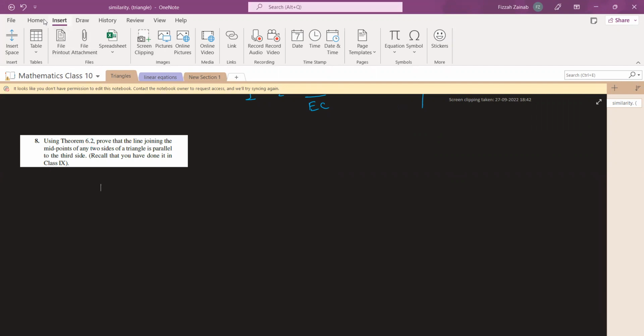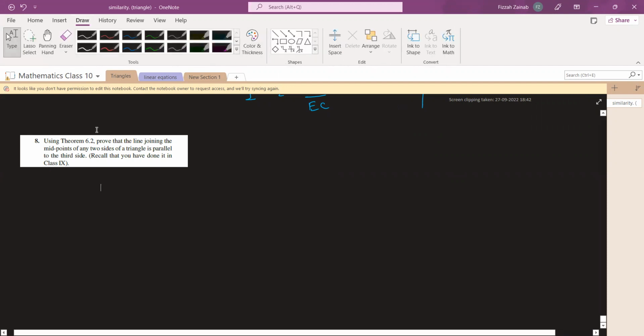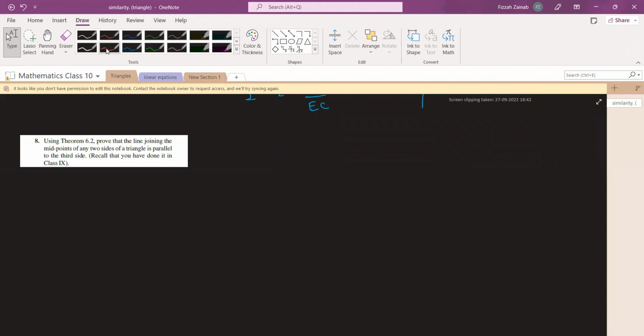Okay, so here is question number 8. As you know, what does it say? Using theorem 6.2, prove that the line joining the midpoints of any two sides of a triangle is parallel to the third side. So this is the reciprocal of the midpoint theorem.